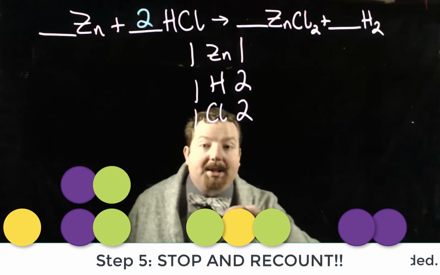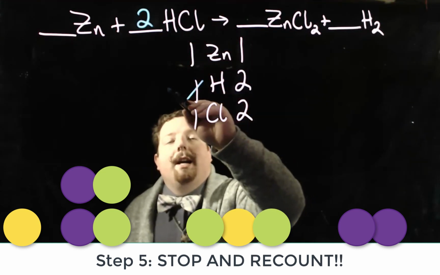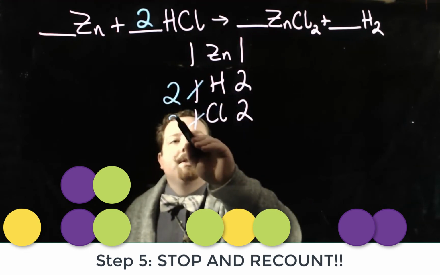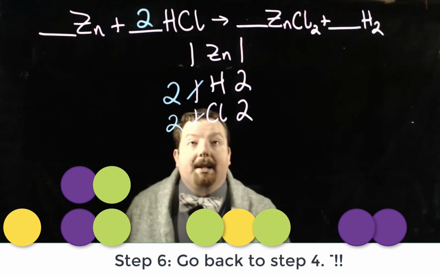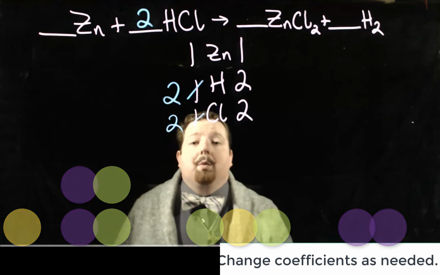In step 5, we stop and recount. That doesn't change our Zn's, but it does change our H's to 2 and our Cl's to 2. Step 6, we look at this again. Are we balanced? Yes, we are.